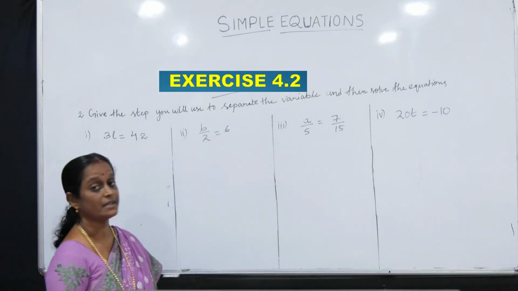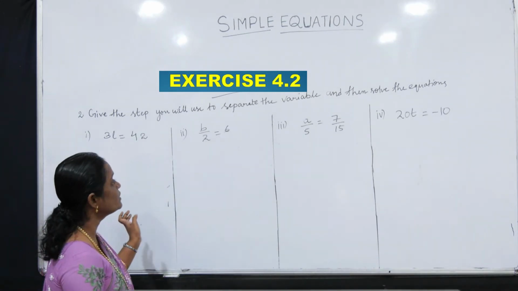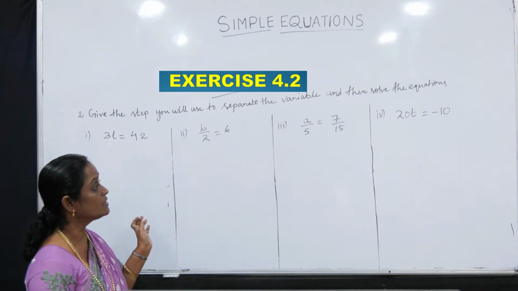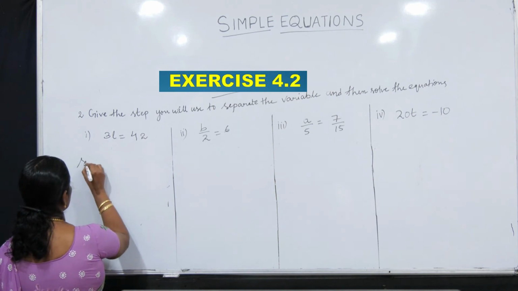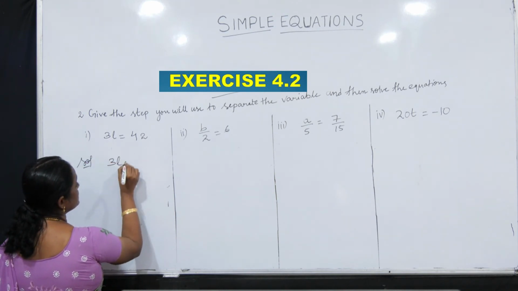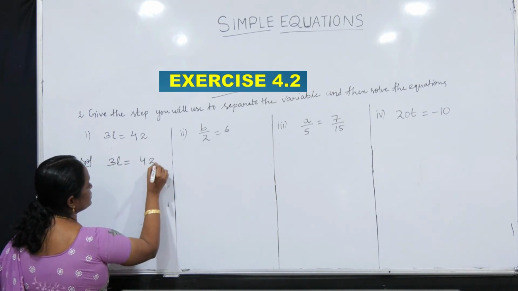Now students, second question. Give the step you will use to separate the variable and solve the equation. The equation 1 is 3l is equal to 42. Here the variable is l. 3l is equal to 42.